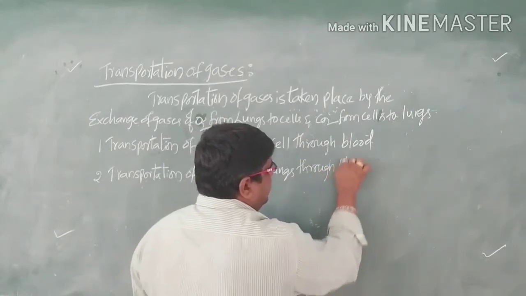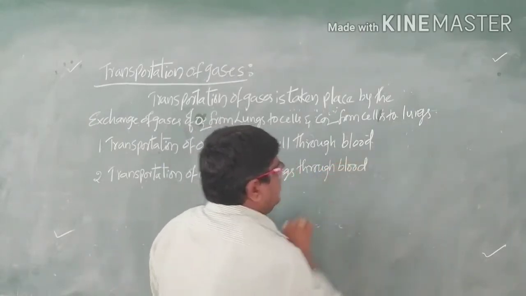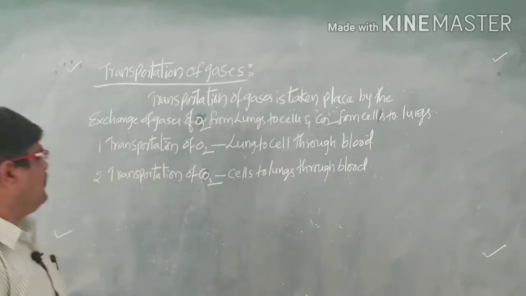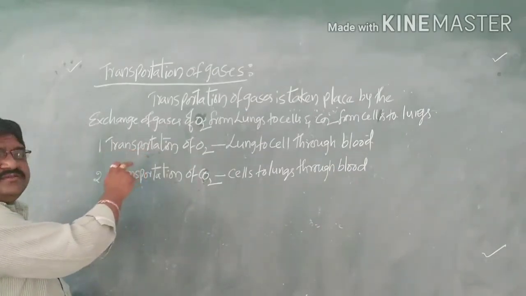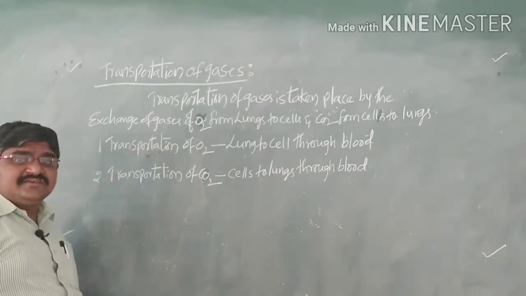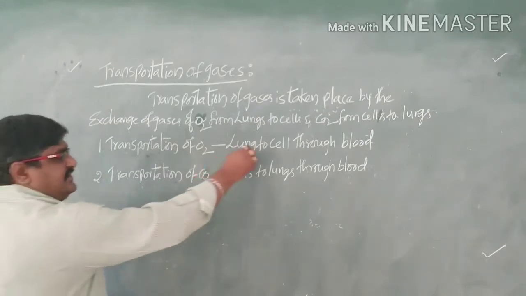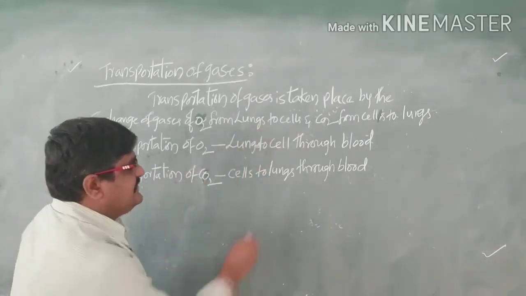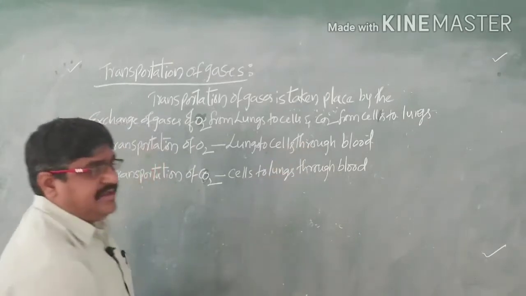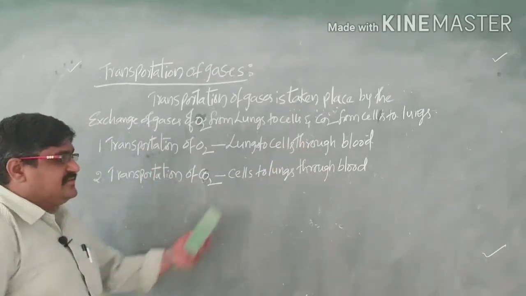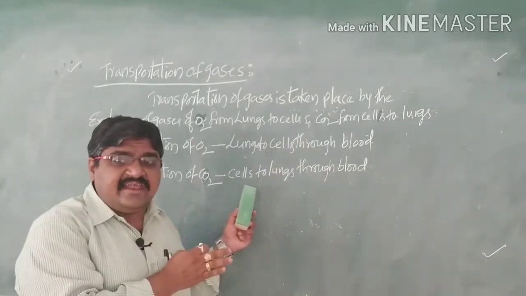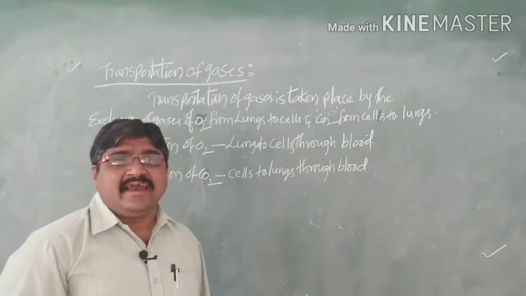Through the blood, transport takes place in the form of transportation. First is the transportation of oxygen, which takes place from the lungs to the cells. This is done by the blood, as well as carbon dioxide, which is carried from the cells to the lungs, also only through the blood.